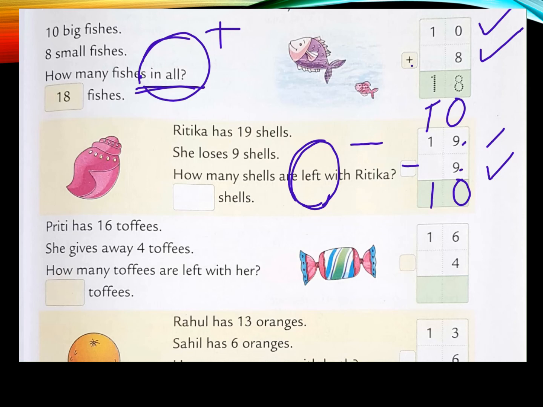Next, Preeti has 16 toffees. She gives away 4 toffees. Gives away. How many toffees are left with her? So left again. Left means minus. Tens, ones. 6 minus 4. You can use your fingers. 6 minus 4 is 2 and 1 down. So how many is she left with? 12.